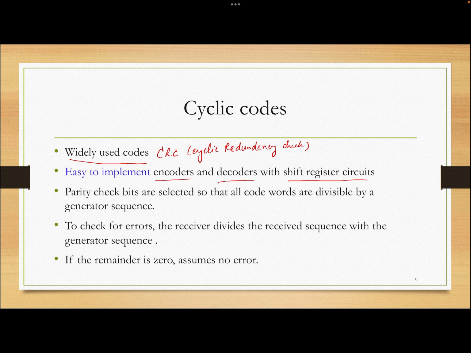Anyway, we select the parity checks so that all code words are divisible by a generator sequence, which I will denote as the vector g, or in terms of polynomials, the generator polynomial g(x).